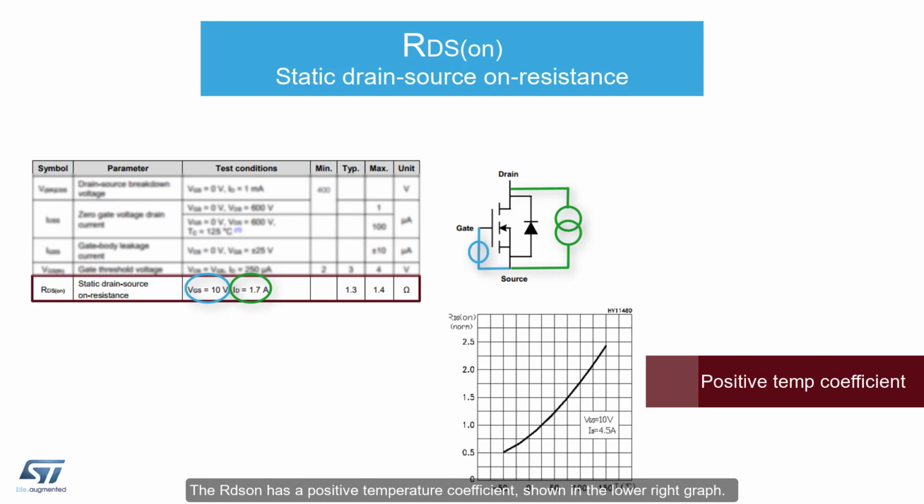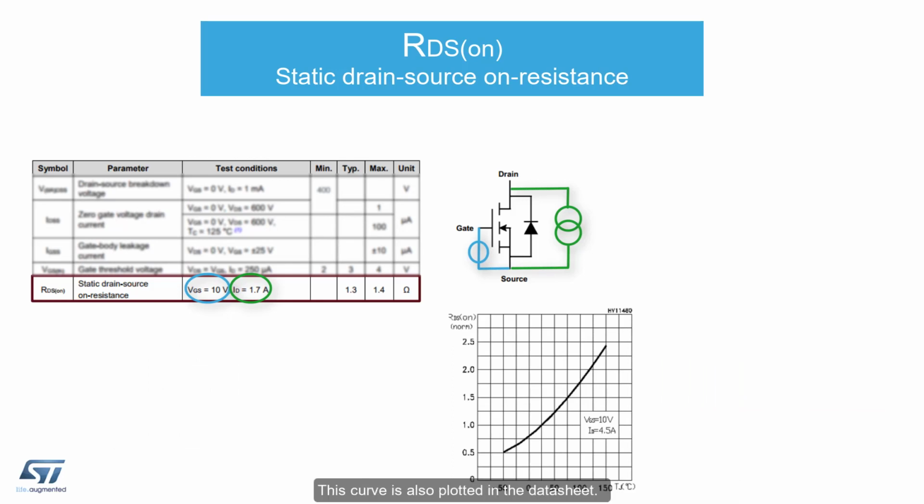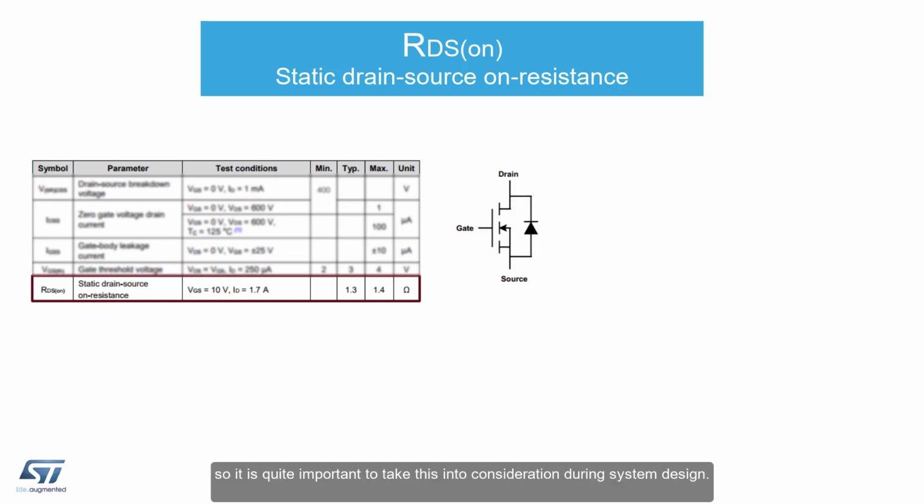The RDS-on has a positive temperature coefficient shown in the lower right graph. This curve is also plotted in the datasheet. The RDS-on can increase by well over 2 times at the maximum operating temperature, so it is quite important to take this into consideration during system design.